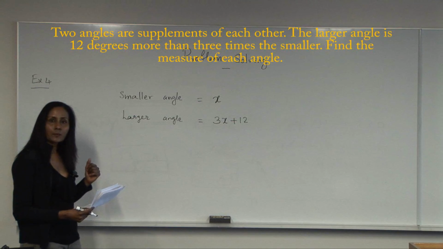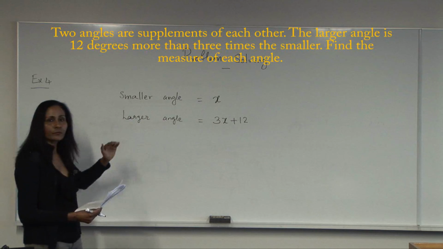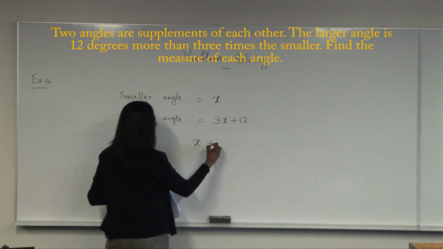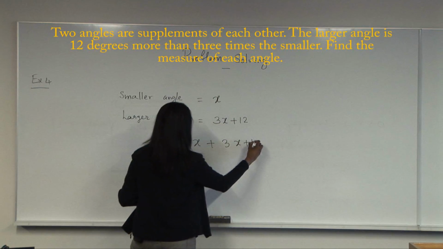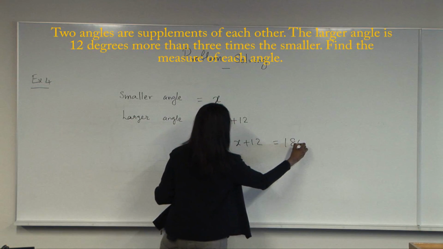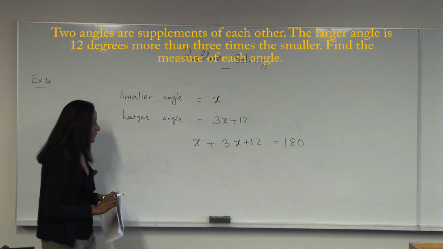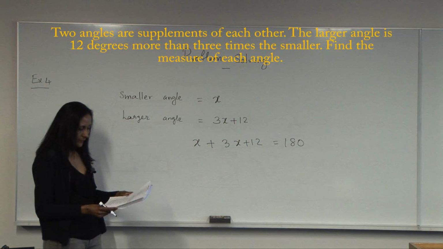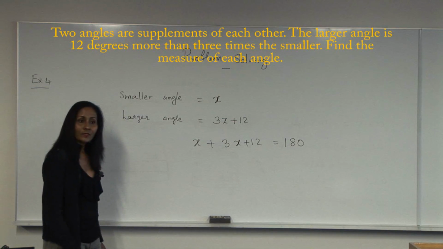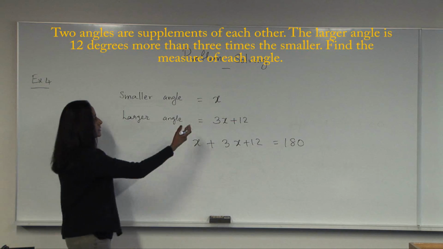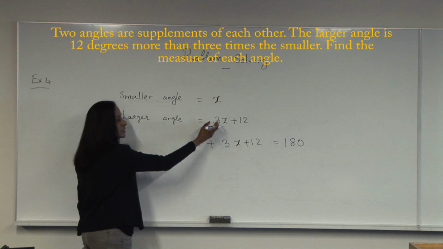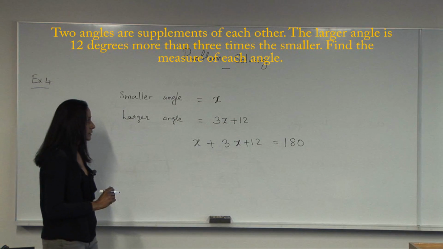These two angles are supplements of each other. That means the sum of these two is equal to 180 degrees. So add these two, x plus 3x plus 12. The smaller one plus the larger one. The sum is 180 degrees. Now you are asked to find the measure of each angle. So here you have an equation in x. We can solve for x. That would give you the smaller angle. Once you solve for x, we can go back and substitute here to find the larger angle.